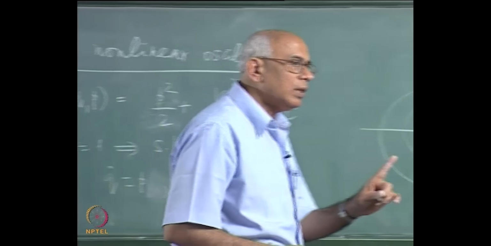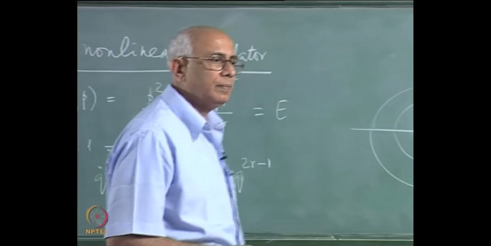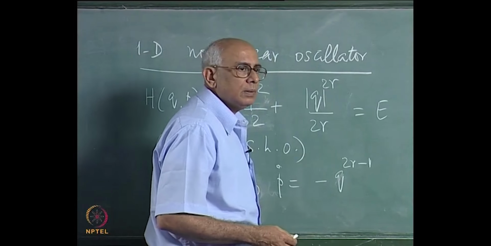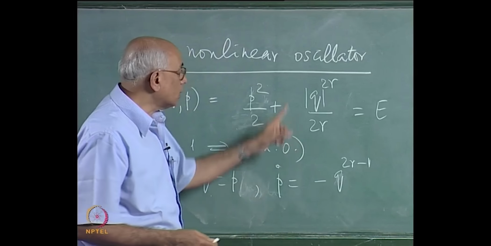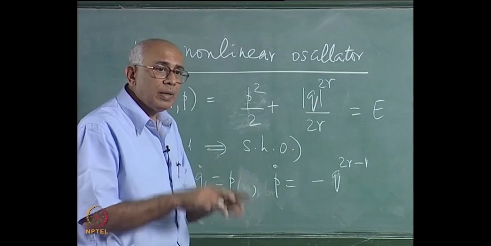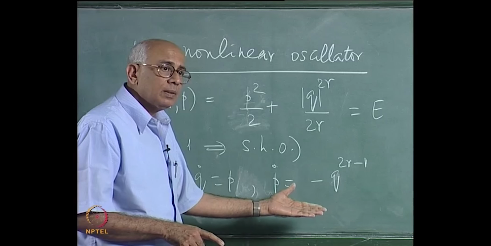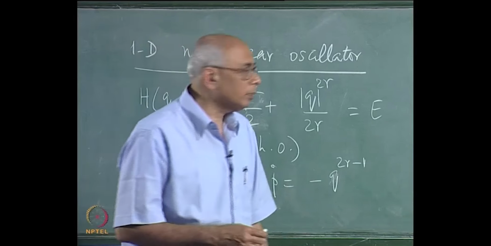What can we say about the time period of motion? How does it depend on the energy? How would we determine this? Of course, in the case r is equal to 1, the simple harmonic oscillator case, we could solve for p and q explicitly because the equations of motion were linear and you got trigonometric functions and we know the time period of trigonometric functions, we know the periodicity.